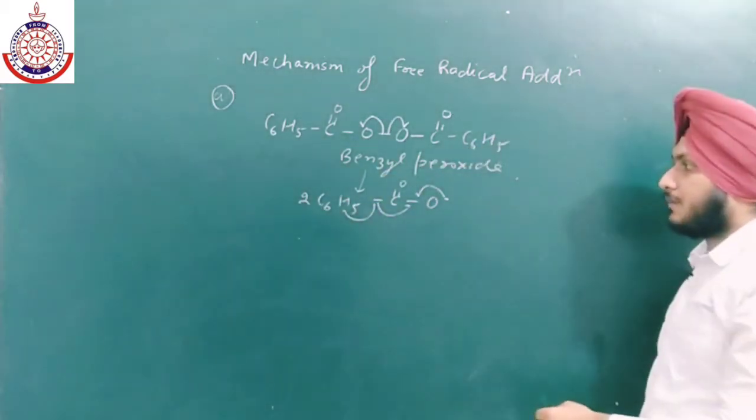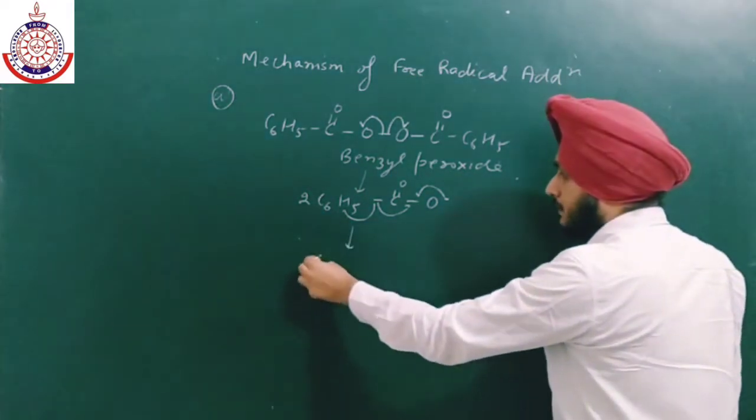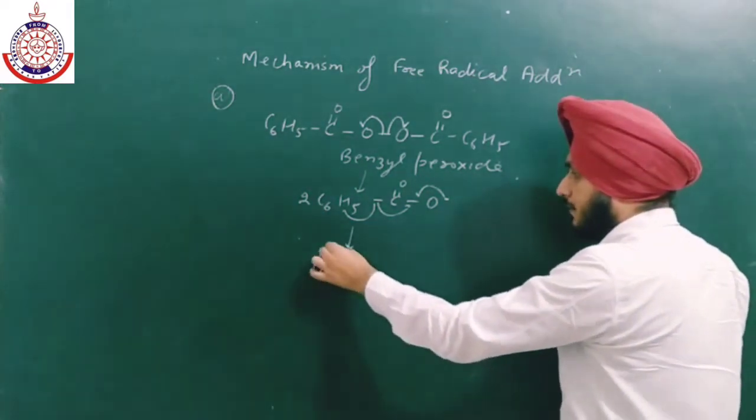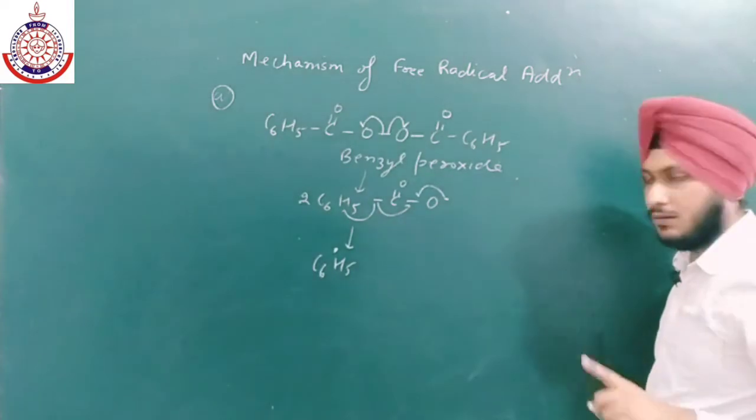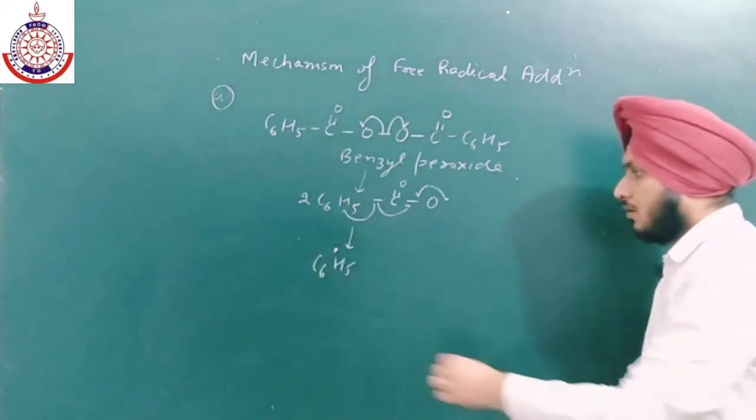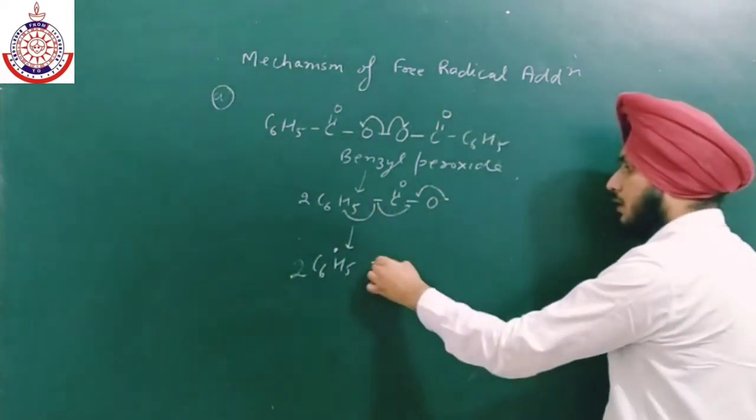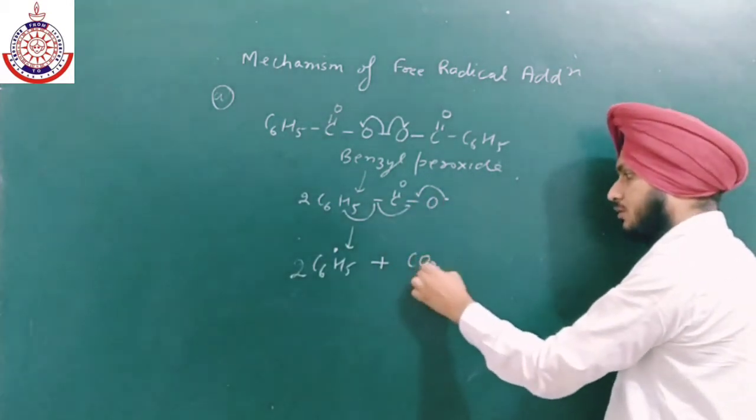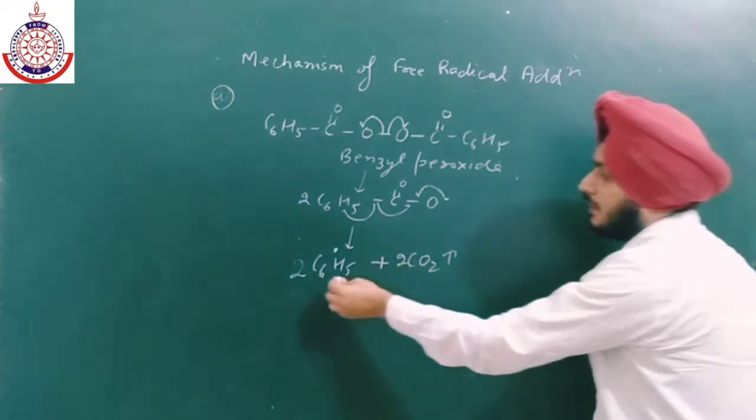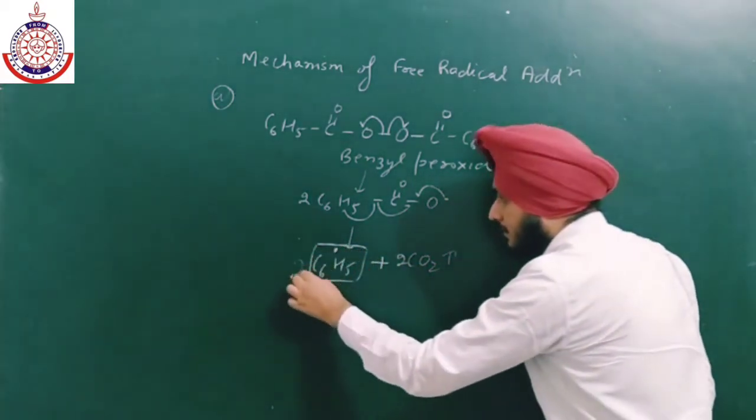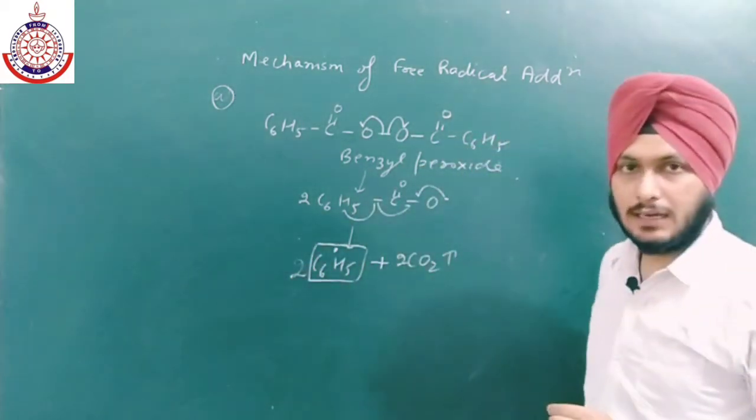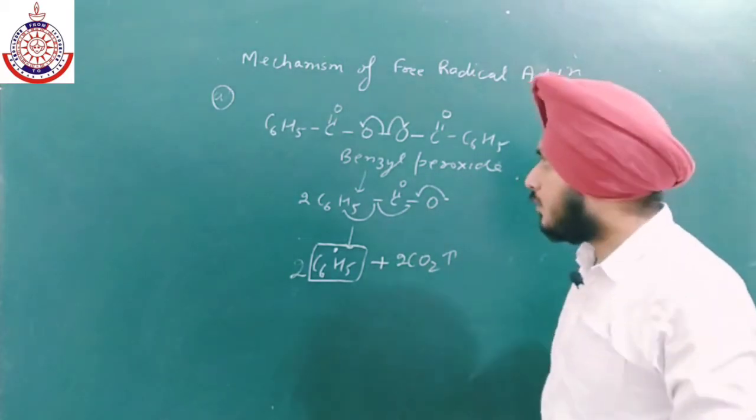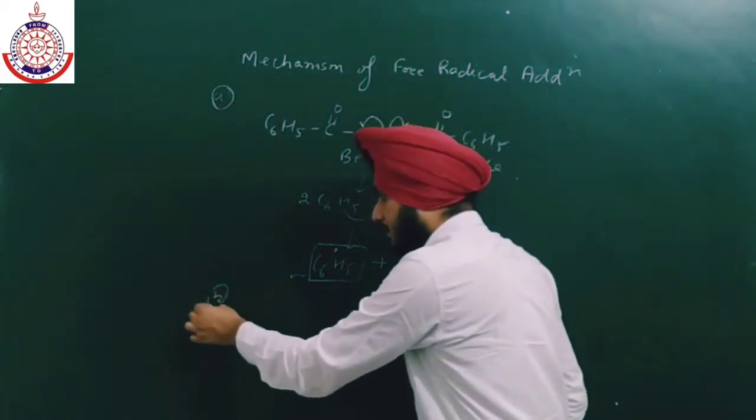Okay, so we will get C6H5 radical. I am taking a single molecule, okay, not two molecules. Or okay, I am writing two, and here we will get C double bond O, CO2. CO2 gas will release. Okay, now we will get C6H5 radical, phenyl radical. Now I am adding the halogen acid to it.